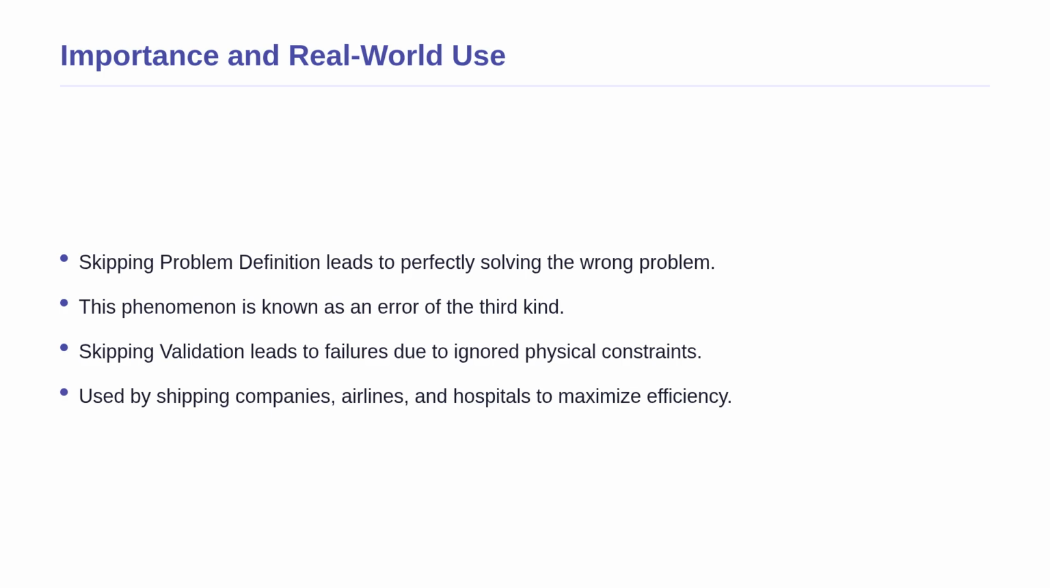Now that we have built these models, let us discuss why following these strict phases is absolutely essential in the modern business world. If a company skips the problem definition phase, they might spend millions of dollars perfectly solving the wrong problem. This phenomenon is known as an error of the third kind. If they skip the validation phase, they might implement a mathematical solution that looks great on paper but fails miserably in reality due to ignored physical constraints.